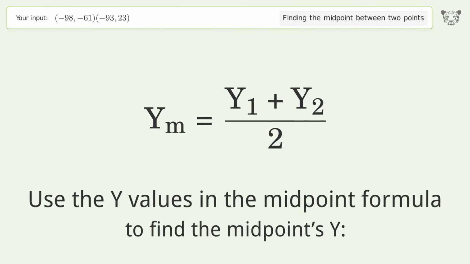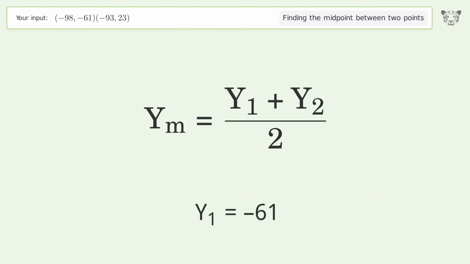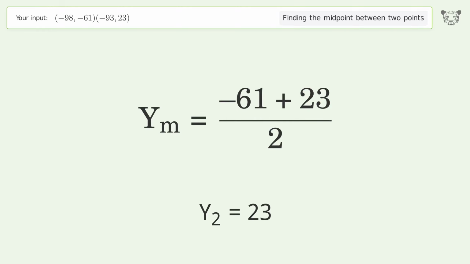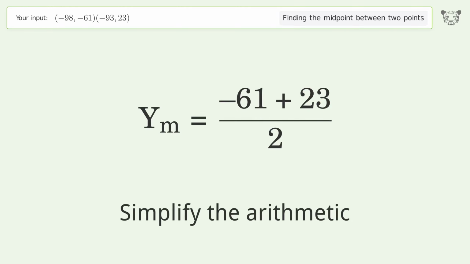Use the y values in the midpoint formula to find the midpoint's y. y1 equals -61. y2 equals 23. Simplify the arithmetic.